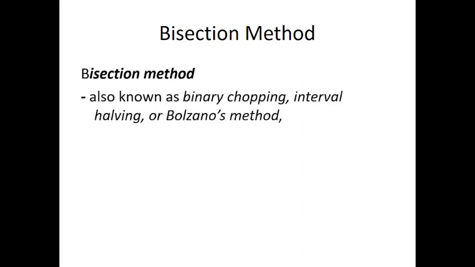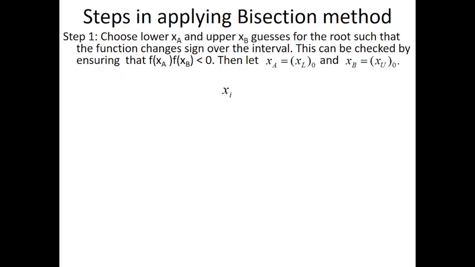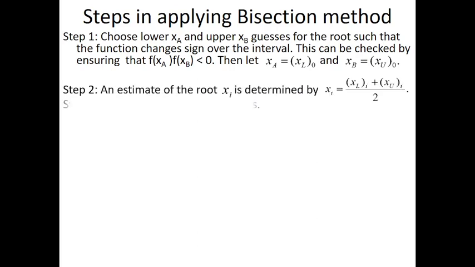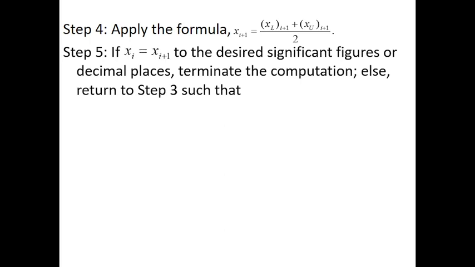So here's our topic now called bisection method. So for bisection method, also known as binary chopping, interval halving, or Bolzano's method. So it is a bracket method in which the interval is always divided in half. So steps in applying bisection method. Okay, so proceed na tayo sa problem. So para habang sinusolve yung problem, ma-appreciate natin yung mga steps na yan. Okay? So proceed muna tayo sa problem. So saka ko na i-discuss in detail yung mga steps.